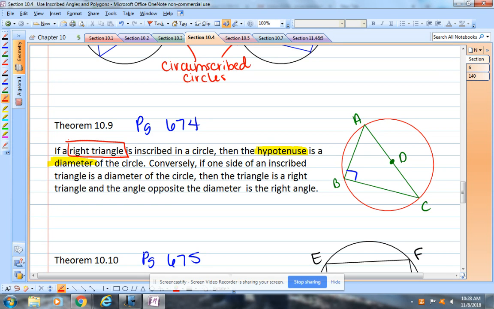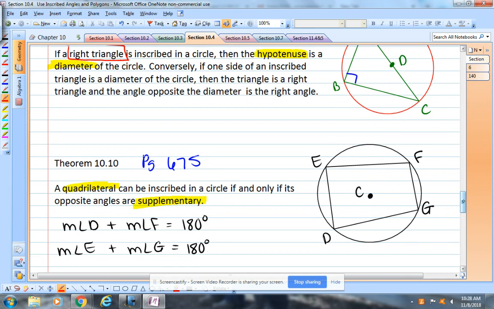That means we're talking about the converse, okay? If one side of an inscribed triangle is a diameter, then the triangle is a right triangle. So if we know the diameter is a side of a triangle, then it will be the hypotenuse of a right triangle. So both ways. Okay?